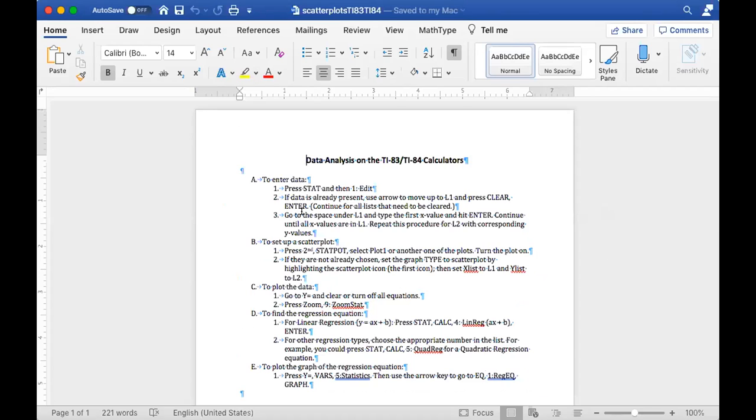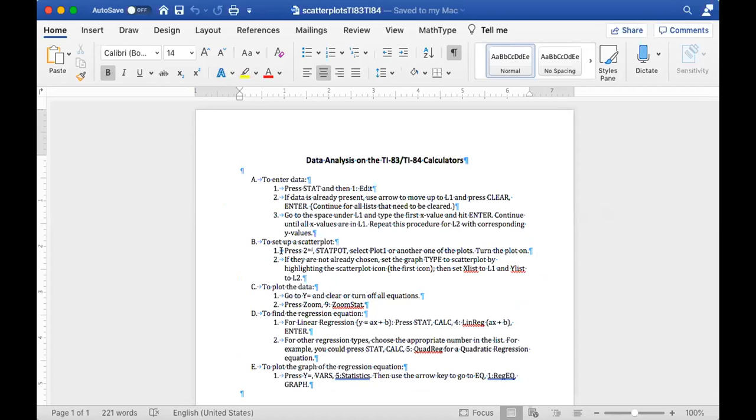So the first part A tells you how to enter the data. And then part B says how to set up a scatter plot. Now we didn't really play around with that. I just went ahead and plotted. I didn't even plot the points. I just came up with the equation.